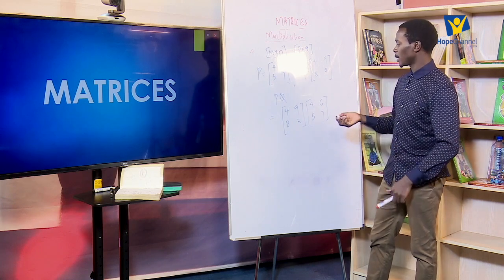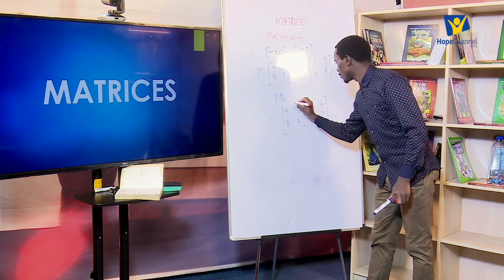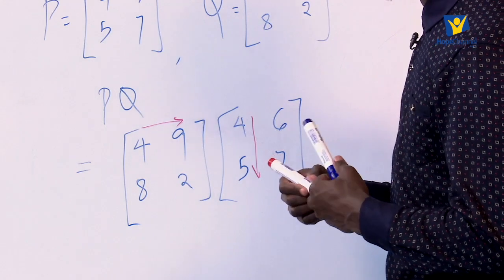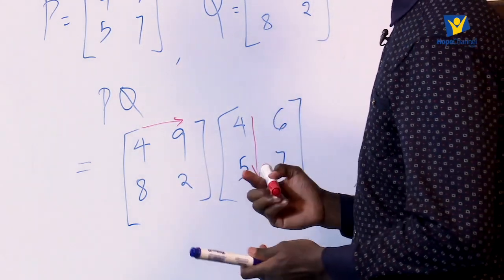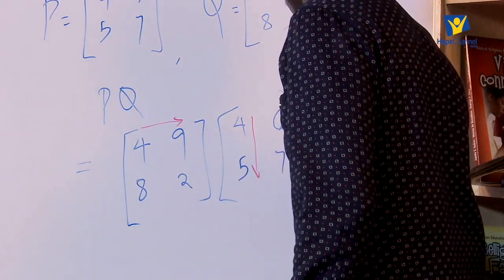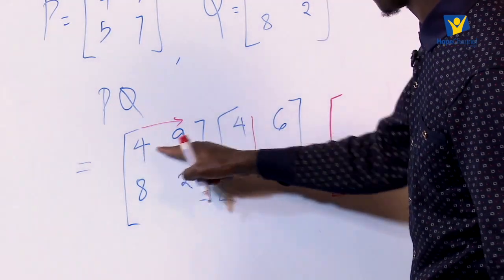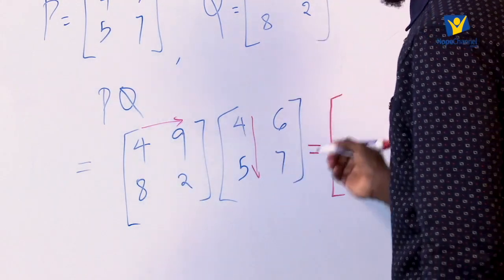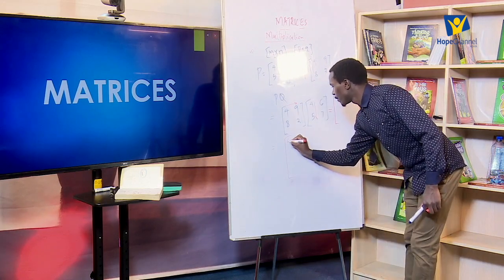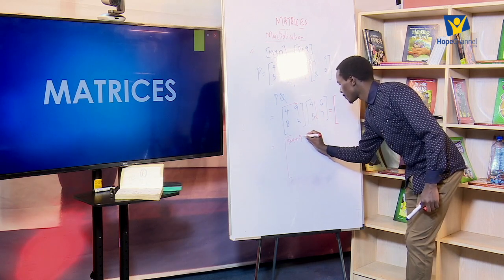Now usually when multiplying, we multiply the row against the column. Row multiplied by column. I repeat, row multiplied by column. Let's see. So in this case, it will be as we add, of course. So what answer do we get? The solution will be 4 multiplied by 4 plus 9 times 5.